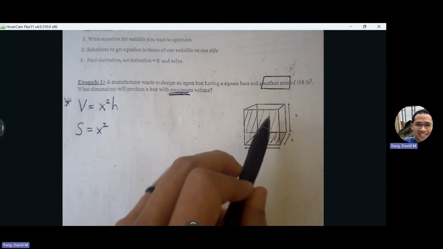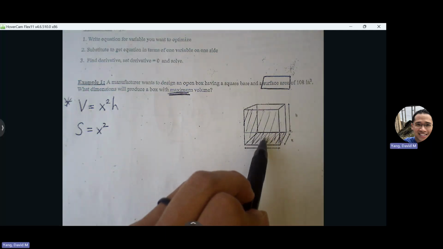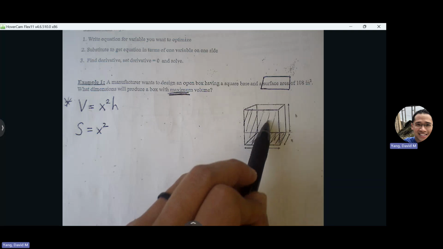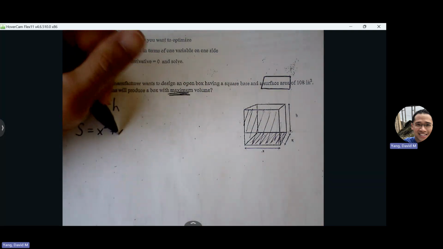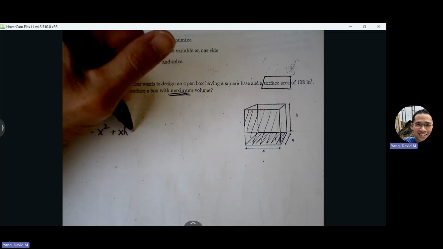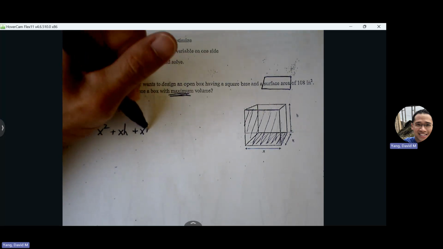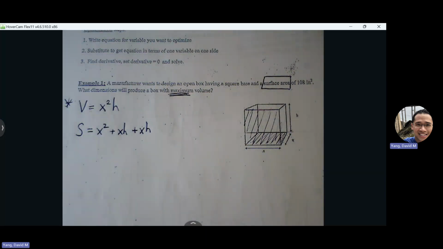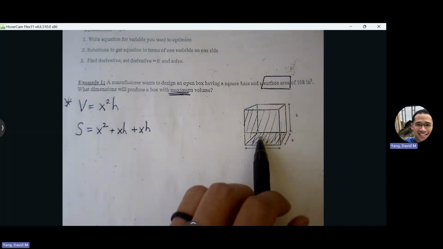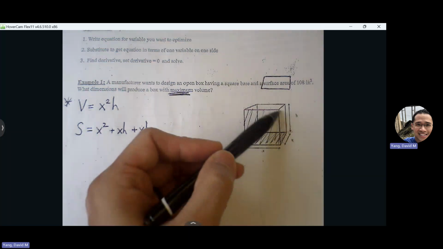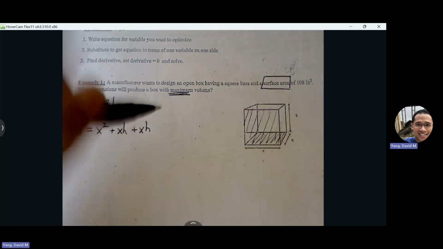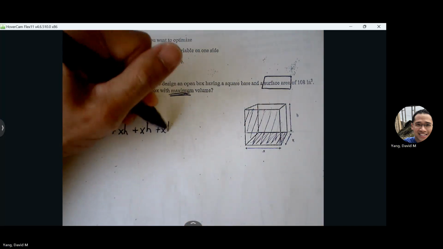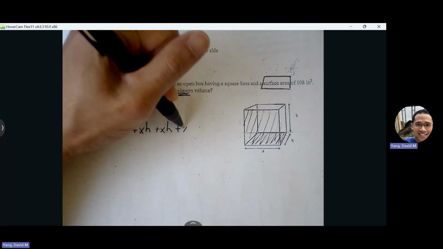4. But first, let's just say this one and the one behind it, right? So that one, this one and the one behind it. I want to list out all the ones so that later on, if you want to combine them to speed up, you can. So I have the front facing and the back facing. So that's xh and xh. And then the ones on the side is also x times h. And then the other side is also x times h.